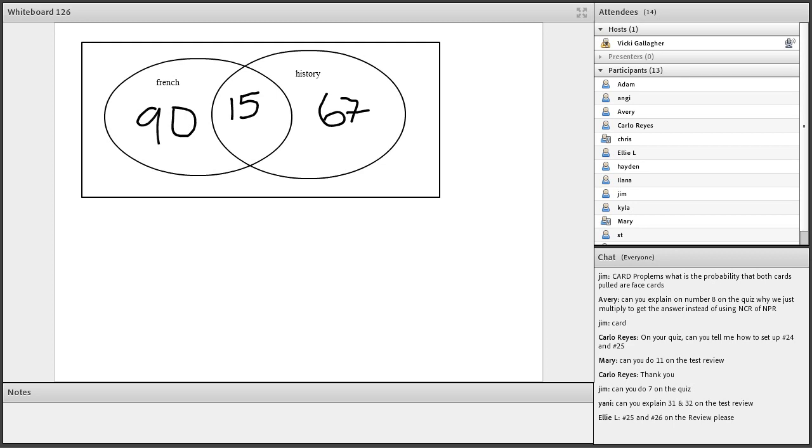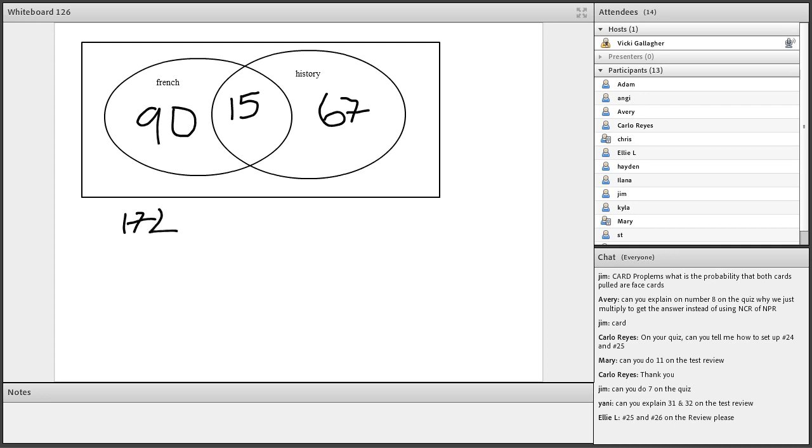For the last thing, we need to have a number in the square. The number in the square is going to represent the people who are not taking French and are also not taking history. To get that number, we're going to add together the French, the history, and the together people. So I'm going to add 90 plus 15 plus 67. And that gave me 172. So right now my total is 172 people.